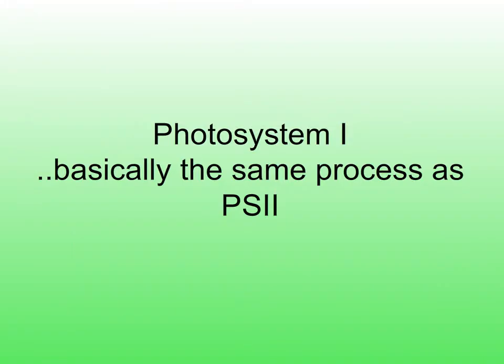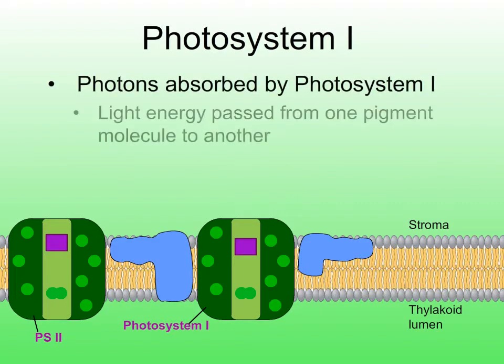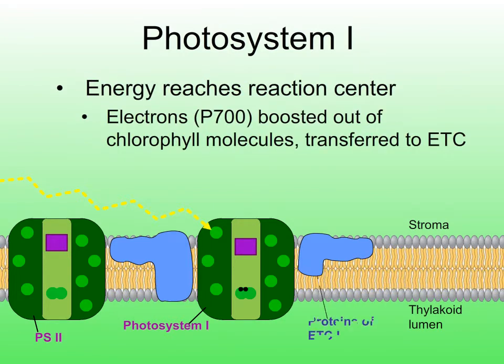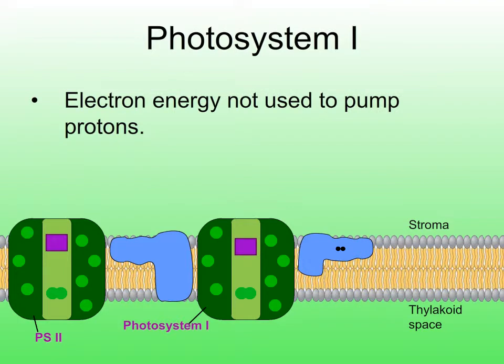The same initial events that occur in PS2 also occur in PS1. The pigments in the photosystem absorb the photons and energy is passed from one pigment to another until the energy reaches the reaction center. The special chlorophyll molecules optimally absorb energy with wavelengths of 700 nanometers. P700 boosts the electrons out of the photosystem to the ETC. Now here's the main difference. The electrons absorbed by PS1 are not used to pump protons.